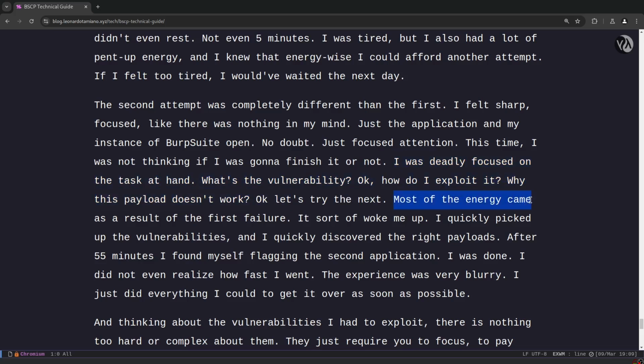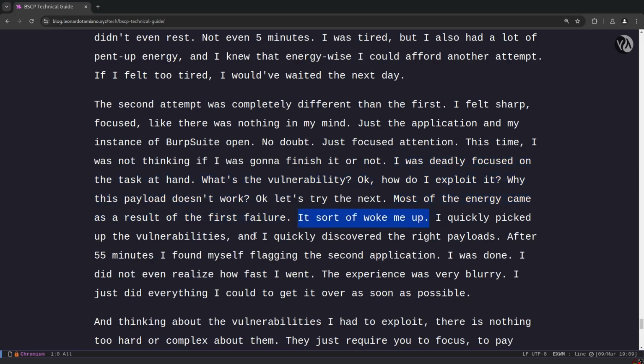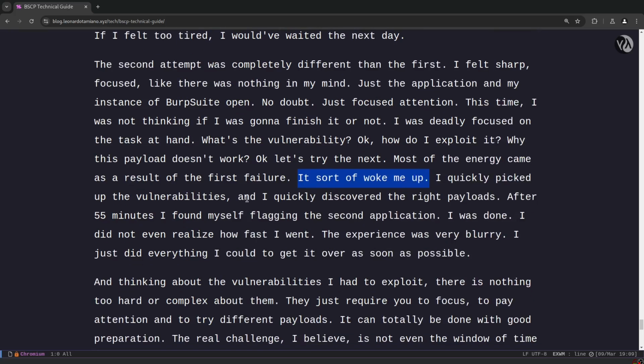Most of the energy, of course, came as a result of the first failure, which sort of woke me up. And I quickly picked up the vulnerabilities. I quickly discovered the right payloads. And essentially, after 55 minutes, I found myself flagging the second application. I was done. I did not even realize how fast that went. The experience was very blurry. I just remembered that I wanted to get done with the exam, and to get done with the exam, you needed to pay a lot of attention to the applications that you needed to exploit.